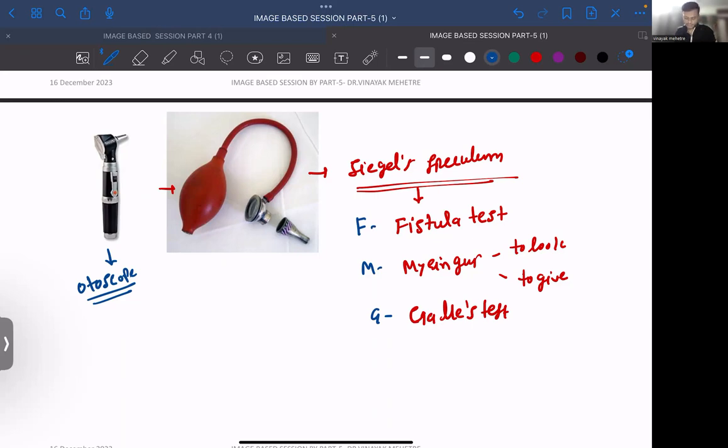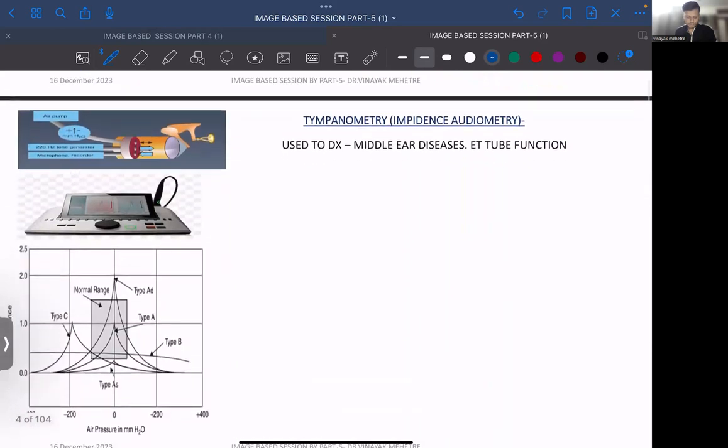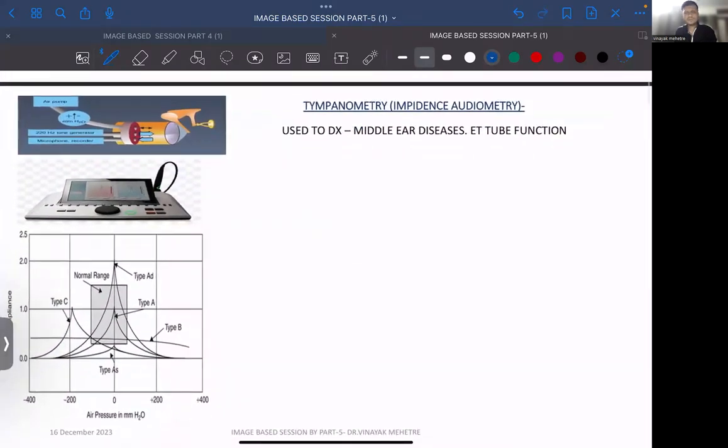Then we come to the tests, right? ये ग्राफ सबने देखा हुआ है, right? But you are not able to remember type A, AS, AD किस लिए use करते हैं. After this you will be able to remember. First tell me which frequency is used in tympanometry.